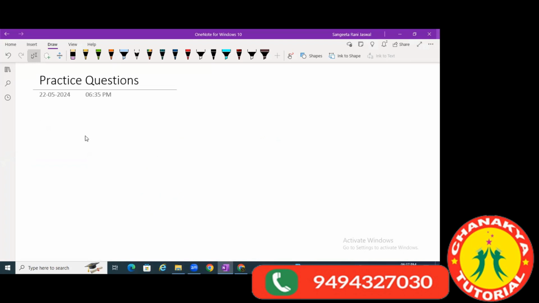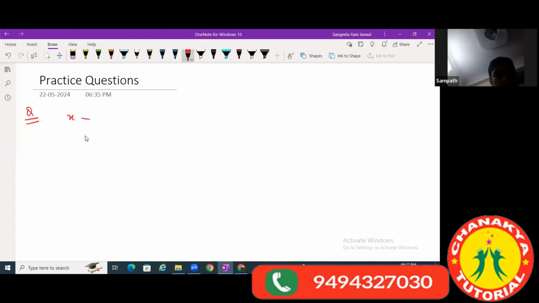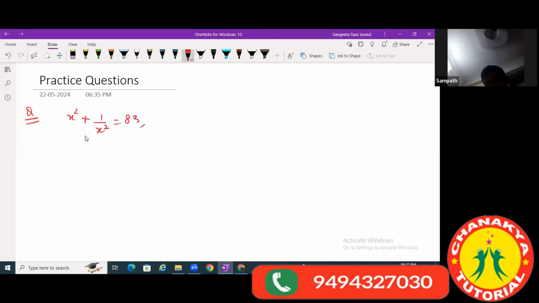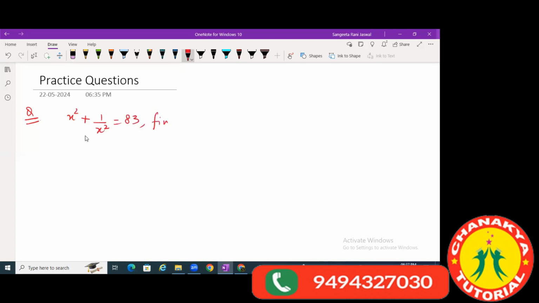You see here, the question is like this. X plus 1 by x, the square, x square plus 1 by x square was 83, right? You had to find the value of x cube minus 1 upon x cube. It's like this.